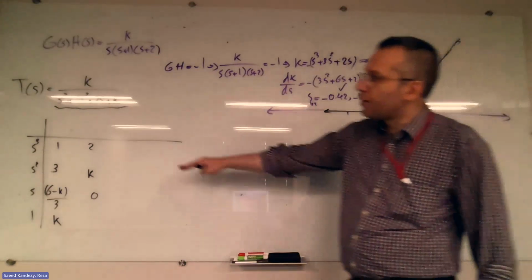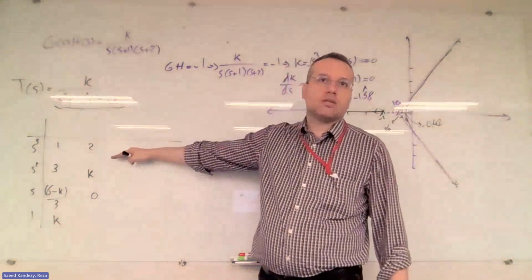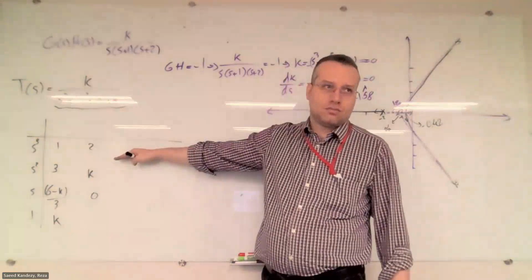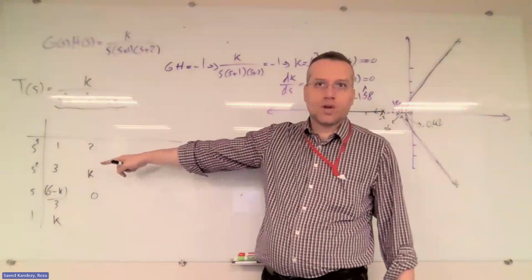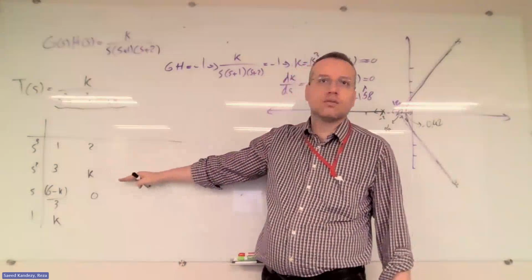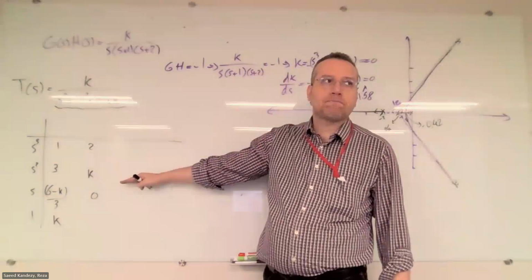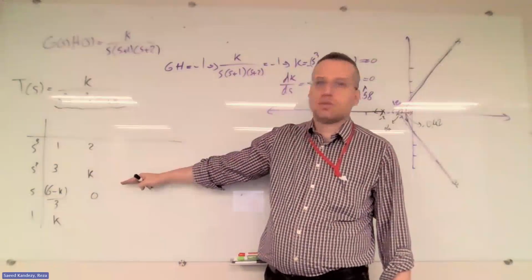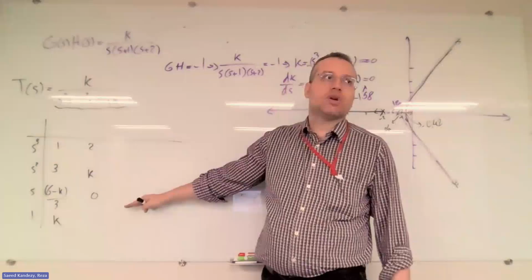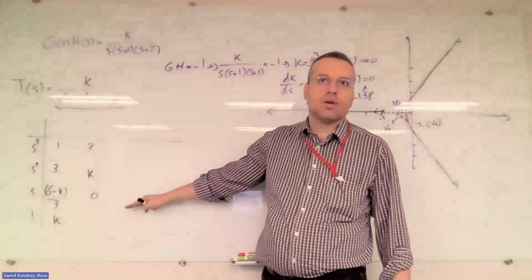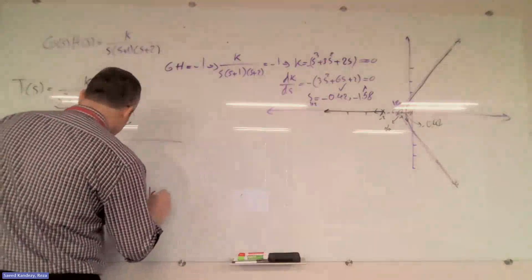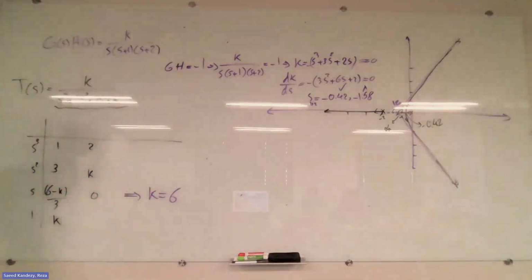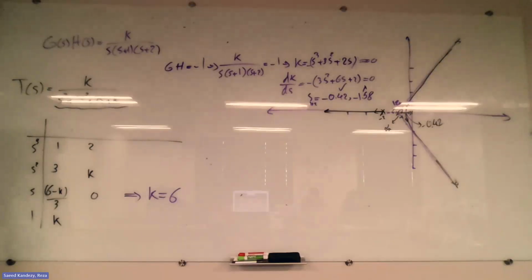Now, the first column is a constant number. We cannot make it 0. Okay. The second one has a positive constant component. We cannot make that second row 0 too. This one would give us a chance to have a 0 row. For what? If k is equal to 6, then the whole row becomes 0. Very good.